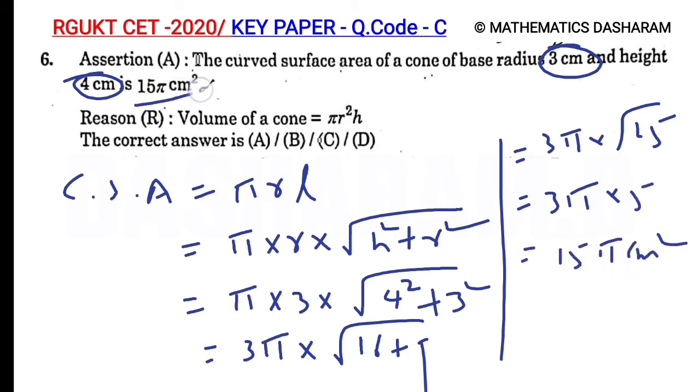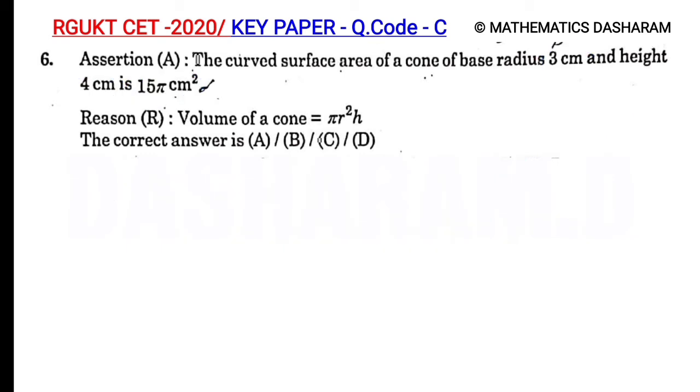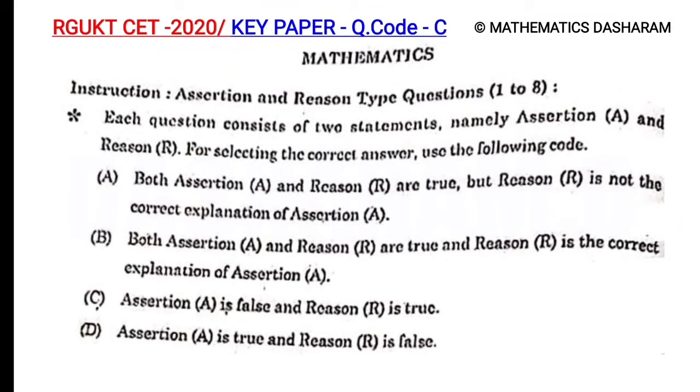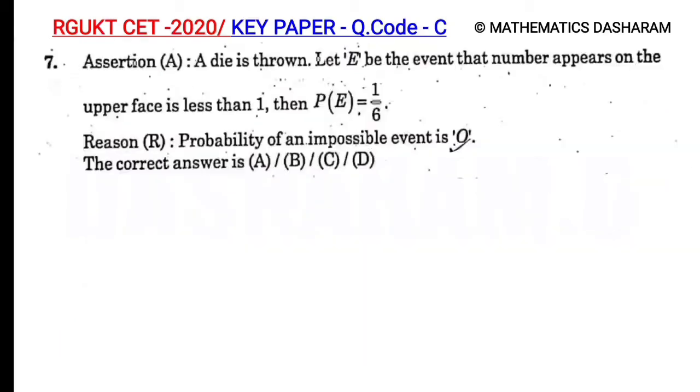And in the statement also he gave the same. So assertion A is correct. Next, coming to reason R, volume of a cone, that is pi r square h. So actually the volume of a cone formula is 1 by 3 pi r square h. So reason R is wrong. So the correct option is: assertion A is true and reason R is false. So option D is correct.